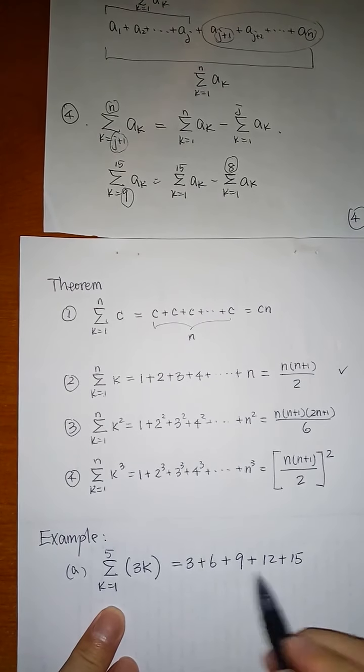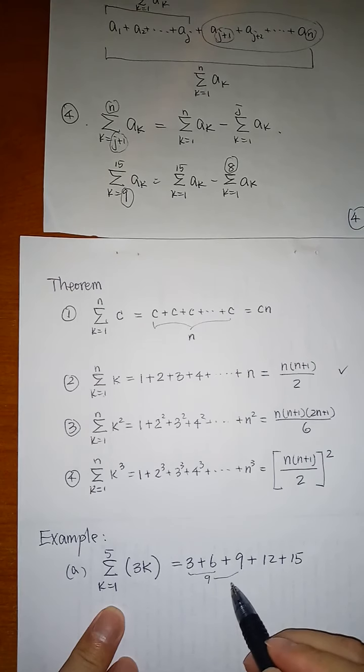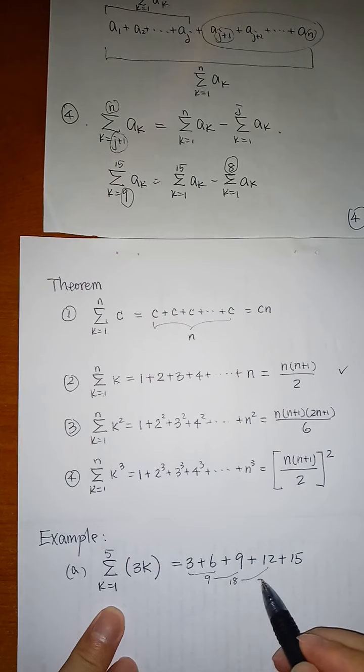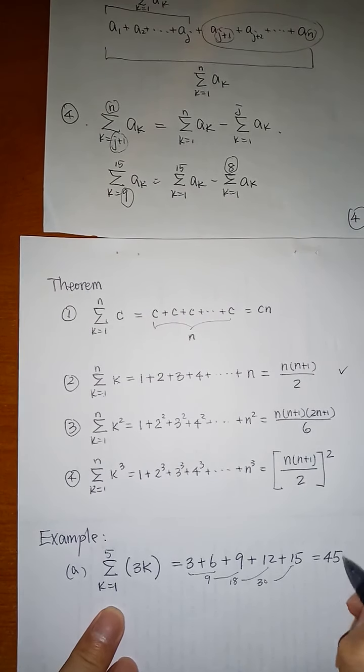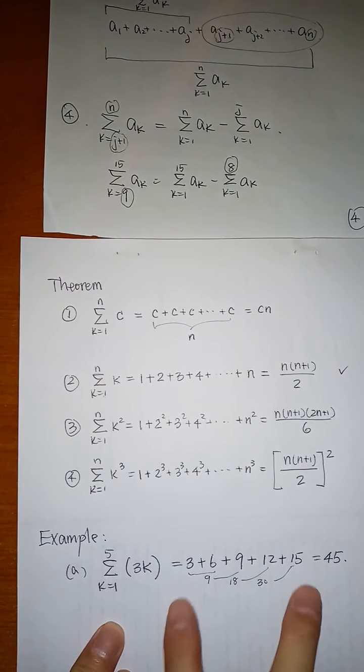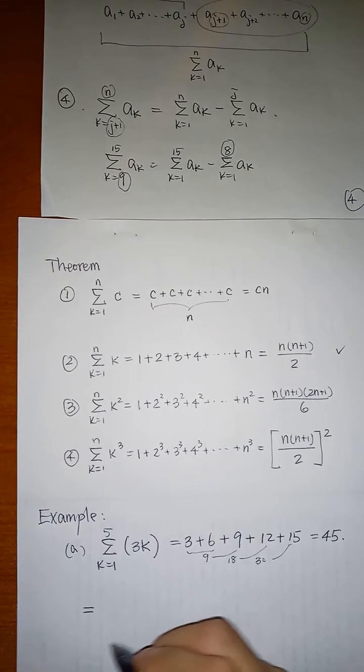And let's add. 3 plus 6 is 9. 9 plus 9 is 18. 18 plus 12 is 30. 30 plus 15 is 45. So it is equal to 45, because you only have 5 numbers, you can do this. And now let's do it the other way.